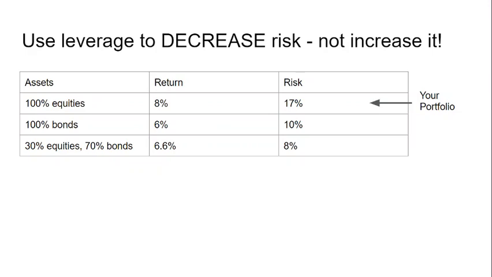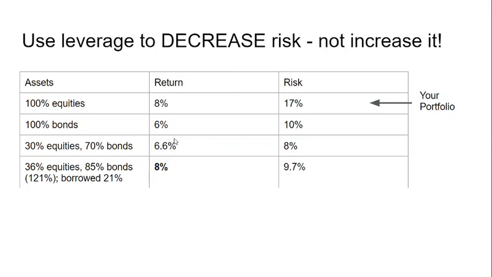The thing is that diversification usually decreases returns. That is what leverage is for. Ta-da! You can target an 8% return, and if you use the right amount of leverage to get an 8% return, which I calculated was an extra 21%, and you use that on the same ratio as this portfolio, your risk of that portfolio is 9.7%. Even though you have the same return as this portfolio of 100% equities, you have much less risk.